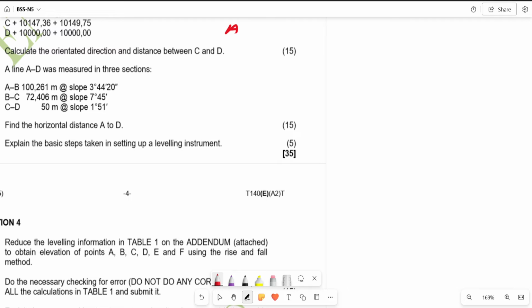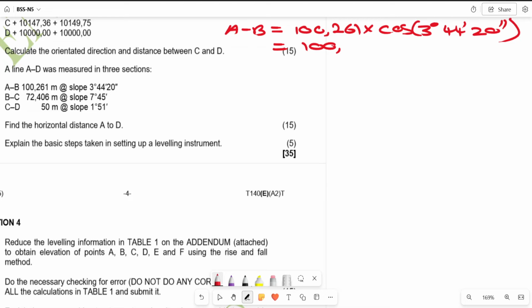So A to B will be equal to, so this is the horizontal distance, so it's going to be 100.261 times cos, and then we put the slope angle, which is 3 degrees, 44 minutes, and 20 seconds. We're just going to leave it like that. Then we do the same again, or we can find out what this equals to, and it's going to be equal to 100.048 meters, right? And to get B, okay, sorry about that.